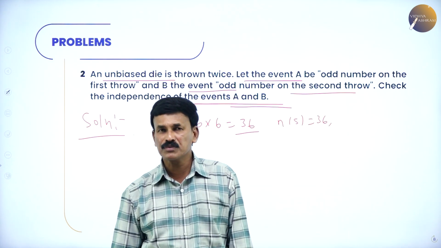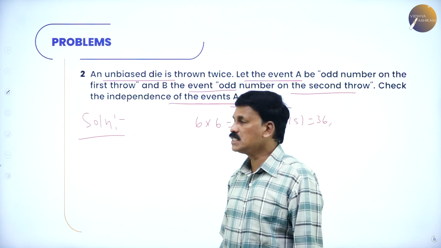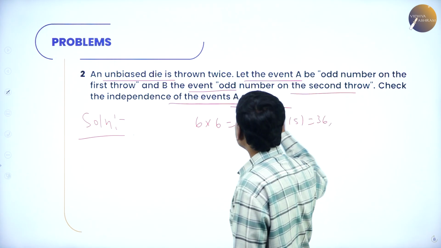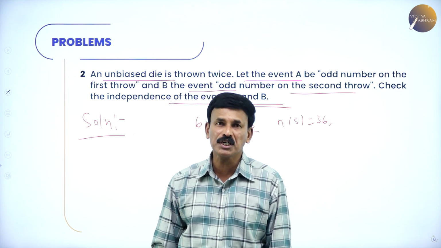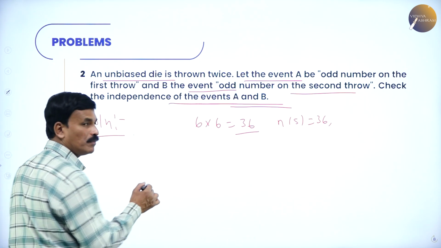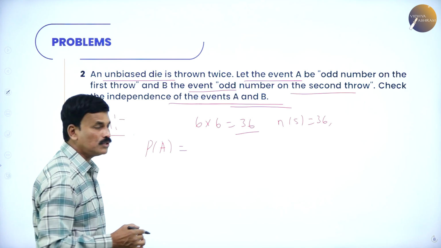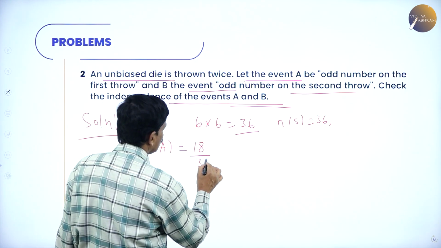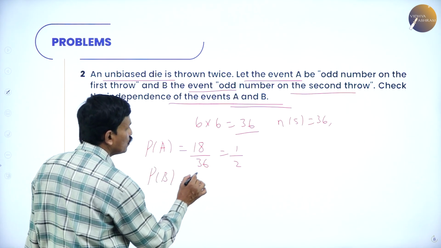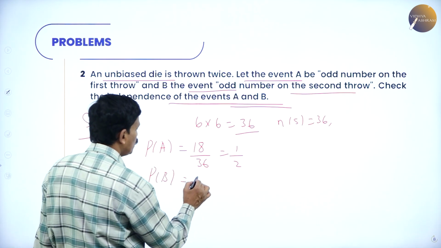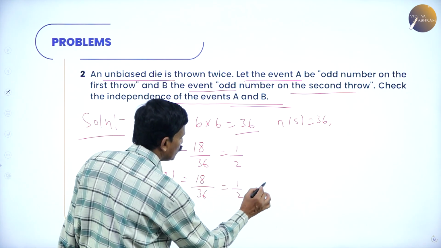Now, what are the conditions given? A and B are the two events defined. A is nothing but the odd number on the first throw, and B is again an odd number on the second throw. Okay. Now, therefore, the probability of A is equal to 18 divided by 36, that's equal to 1 by 2. Similarly, the second throw is also an odd number. Therefore, the probability of B is 18 by 36, that is also equal to 1 by 2.